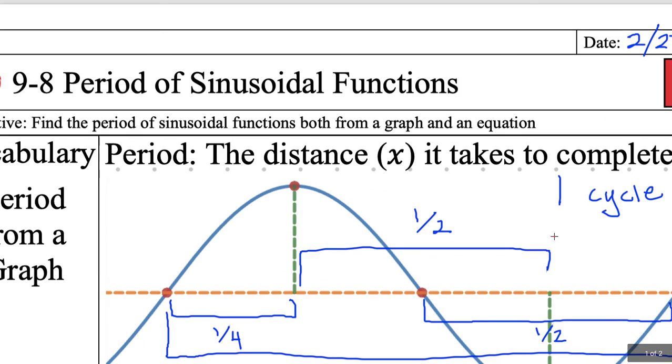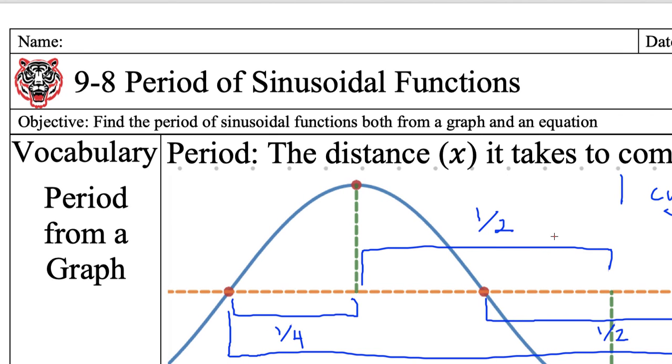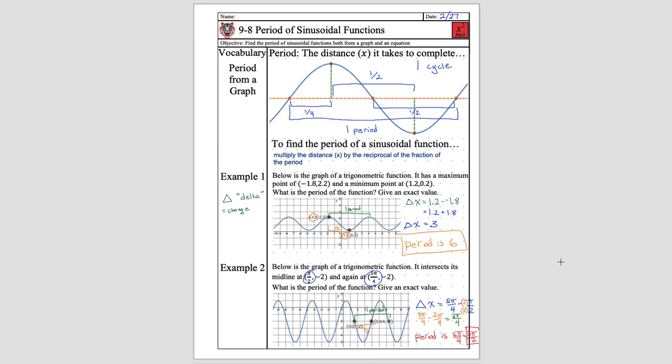How well can you do the objective? How well can you find the period of sinusoidal functions from both a graph and an equation? Try to get at least 70% of you at 4s or above. 3, 4, 3, 5, 4, 3, 3, 5, 3, 4, 3, and 3. Darn, I think I only got roughly 30% of you at 4 or above. It's a hard lesson though. I'll do better next time. Cool, that concludes the notes.